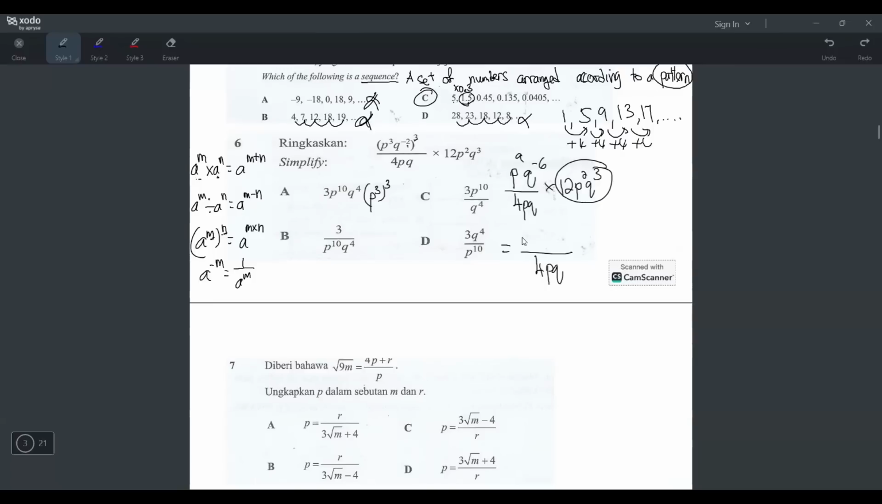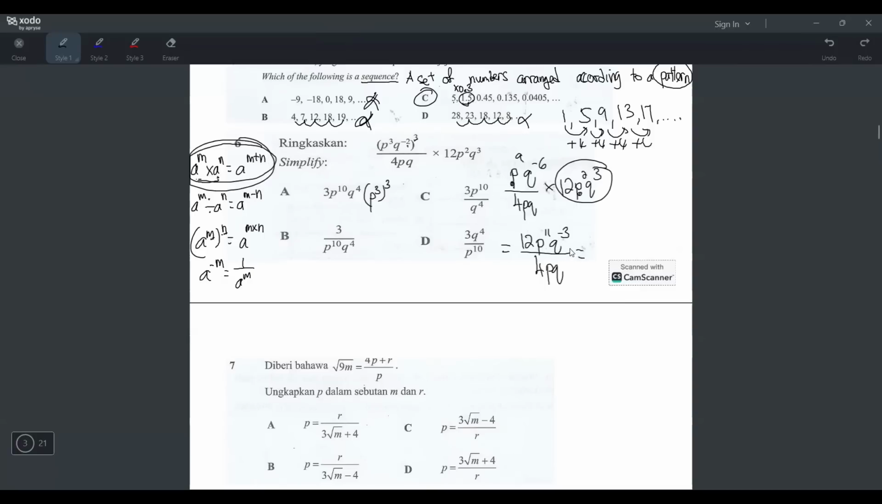Right? So nothing will happen to the 12, right? But the p power 2 you can times with p power 9 and you will apply this, right? So p power 2 times p power 9 becomes p power 2 plus 9, which is p power 11, right? And then what about the q power 3? Q buat dengan q lah. Q dengan q, same base baru boleh. So what is q power 3 times q power negative 6? Apply this thing again. Q power 3 times q power negative 6 becomes q power 3 plus negative 6, which is q power 3 minus 6, which is negative 3.